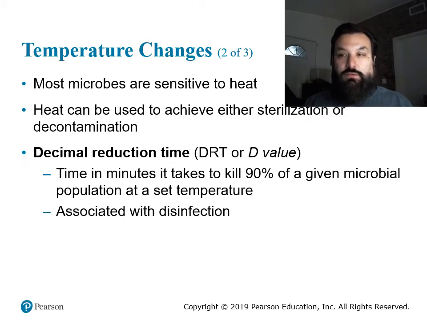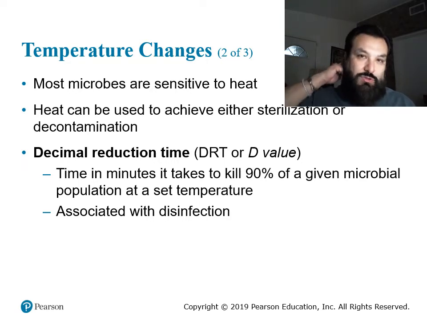Some of them actually thrive in heat, but most of them are sensitive to heat. And so we can use heat for sterilization or decontamination, right? So that's what we use there. So the term decimal reduction time, or death time, is the time in minutes that it takes to kill 90% of a population at a set temperature.